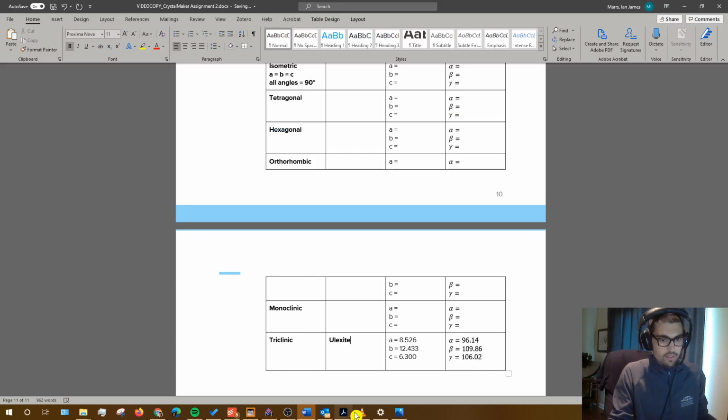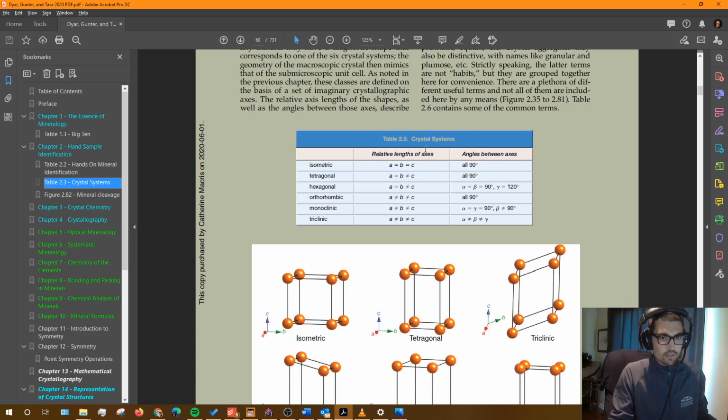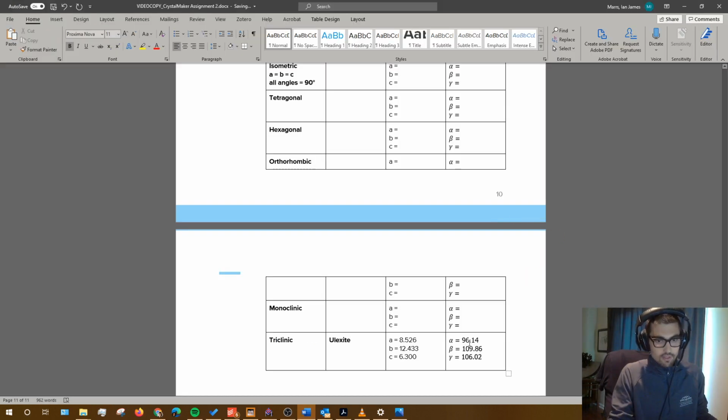And again, let's check our logic. In the triclinic crystal system, A does not equal B does not equal C. We already checked that, we're good. And alpha should not equal beta, should not equal gamma. Alpha, 96, should not equal beta, 109, should not equal gamma, 106. None of them are equal. So we've now proven to ourselves that ulexite is a mineral in the triclinic crystal system.